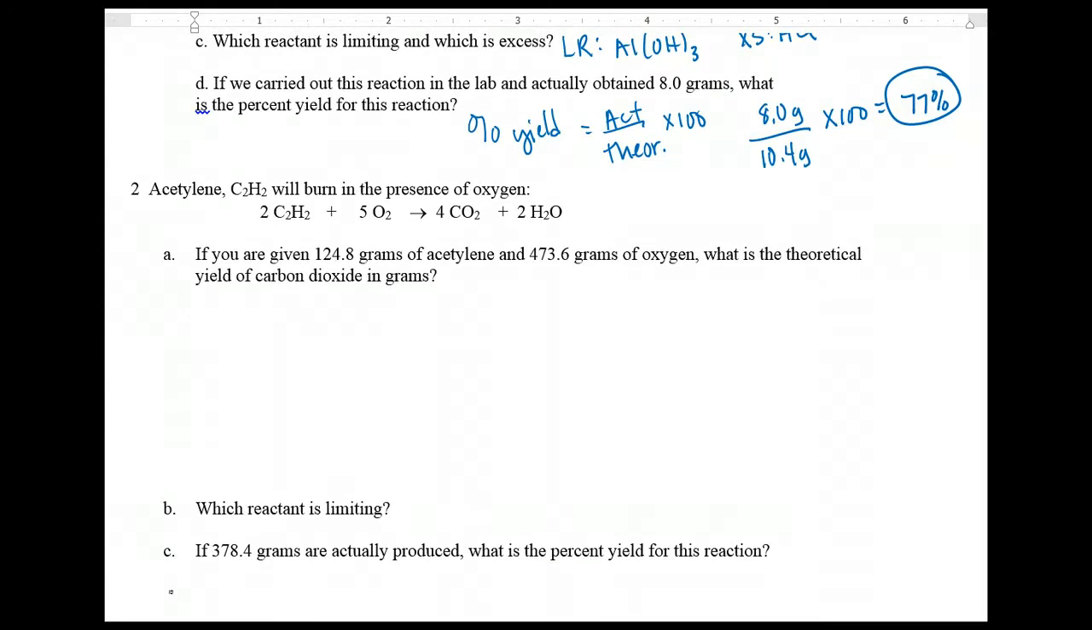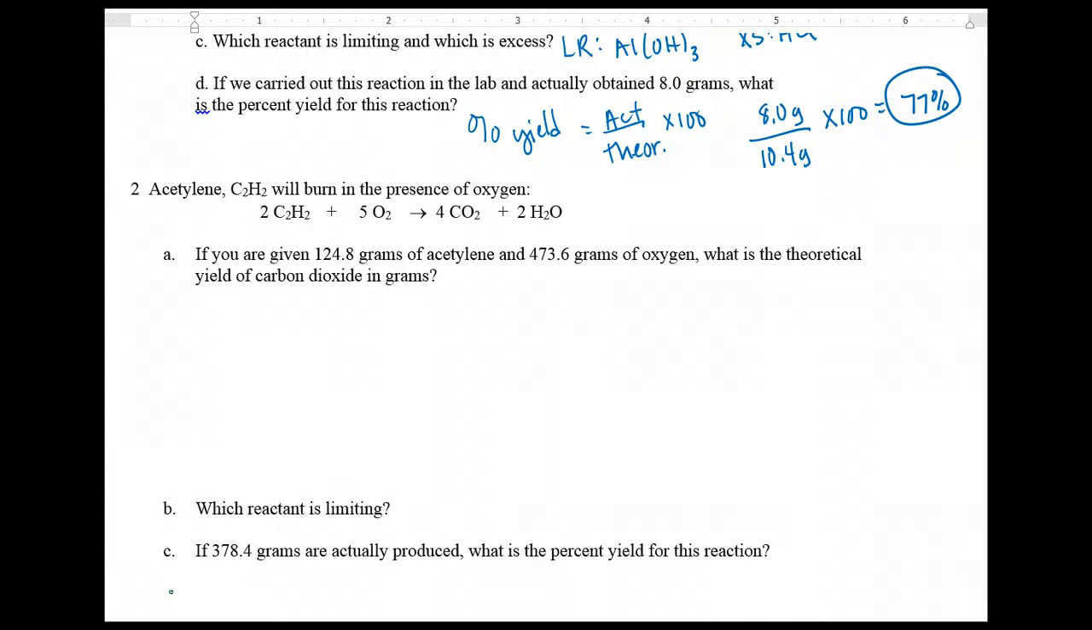In this example, acetylene, C2H2, will burn in the presence of oxygen, and they've provided a balanced equation for us. 2 moles of acetylene plus 5 moles of oxygen yields 4 moles of CO2 and 2 moles of water. Letter A. If you are given 124.8 grams of acetylene and 473.6 grams of oxygen, what is the theoretical yield of carbon dioxide in grams?